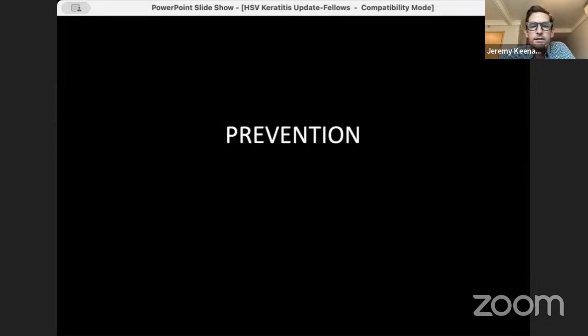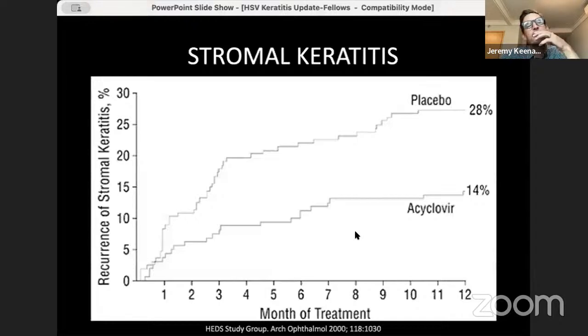All right. So what about prevention? So the HEADS trials looked at recurrent disease. And so these are patients who had stromal keratitis, and then they followed these patients for a year, and half of the patients got acyclovir. And at the time of the HEADS trials, people didn't really know what the appropriate dose should be. So they used 400 milligrams twice a day of acyclovir.